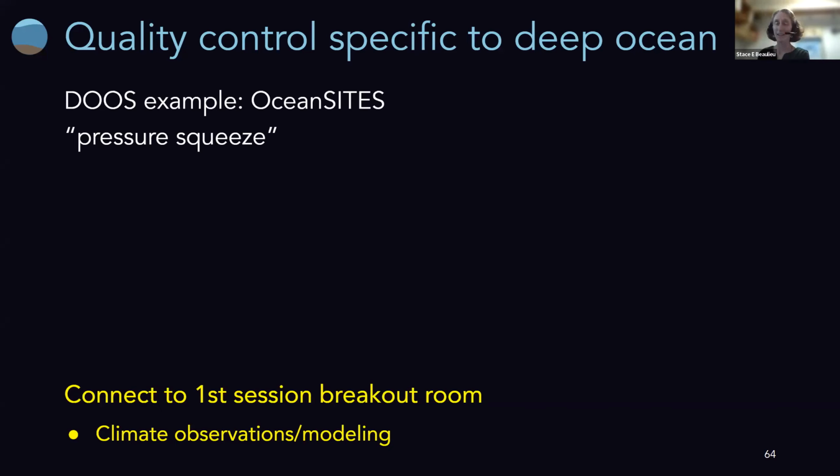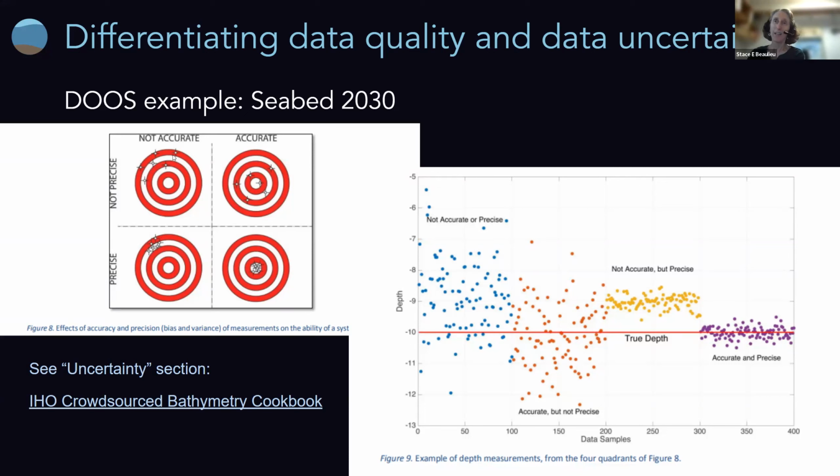And it's showing you the difference between what you would expect for true depth, and then what happens if your data are not precise. Sorry, not accurate is up here. Here's precise and accurate. Here's precise and accurate. Where's our not accurate, not precise? If you work with bathymetry data, this happens even if it's just echo sounding data.